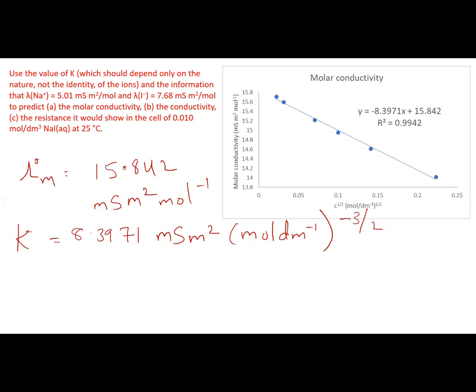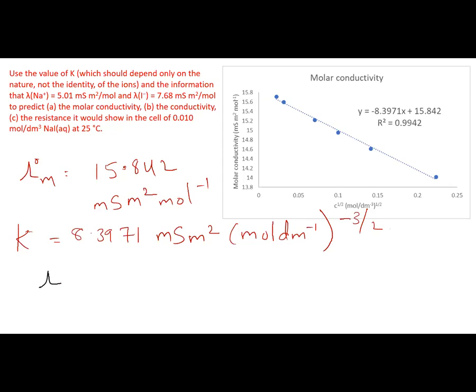So we have to use the value of K that we just calculated, which should depend only on the nature and not the identity of the ions, right? So on the information that lambda Na plus and lambda I minus ionic conductivities are given here, and we have to calculate the molar conductivity and the resistance it would show in the cell at 0.01 mole per dm cube concentration of sodium iodide at 25 degrees Celsius. It's relatively straightforward to do this at this point.